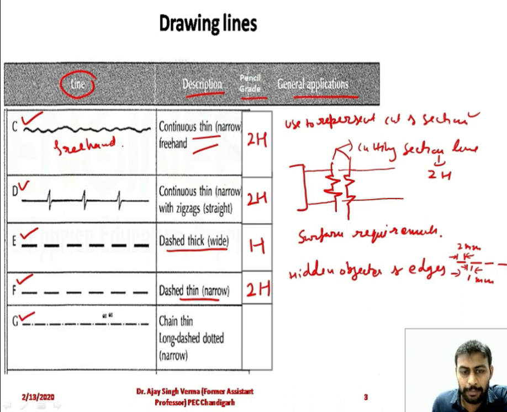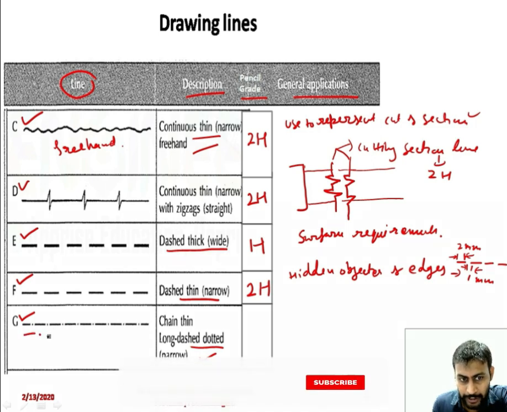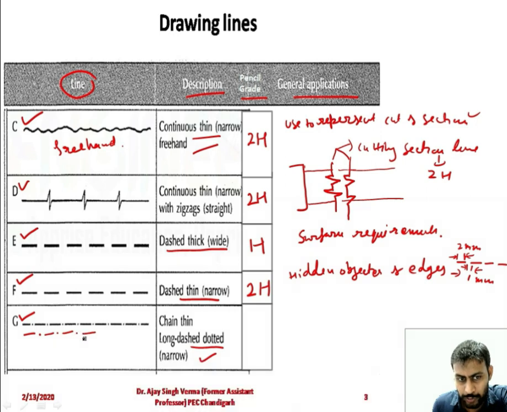Next is your G type line. This is a chain thin long dash dotted narrow line. You can see a long space and then a dot, then a long space, then a dot, then a long space, then a dot, then a long space. It means this line is a thin type line and can be drawn on the sheet with the help of the 2H pencil.